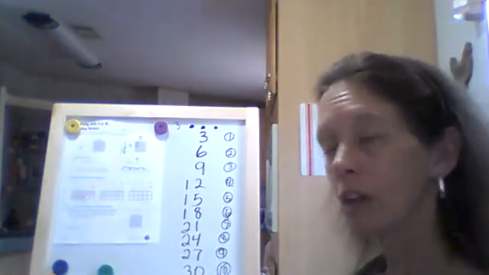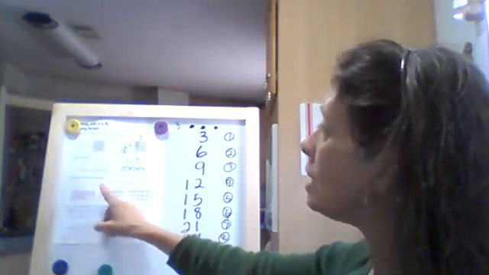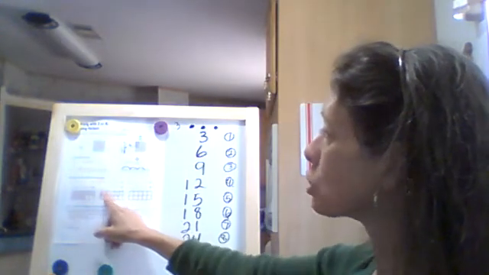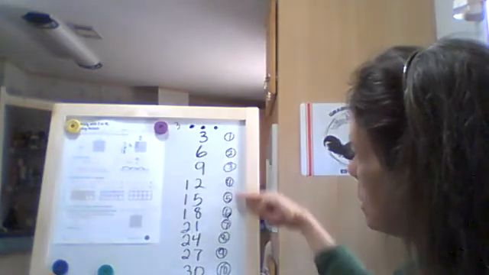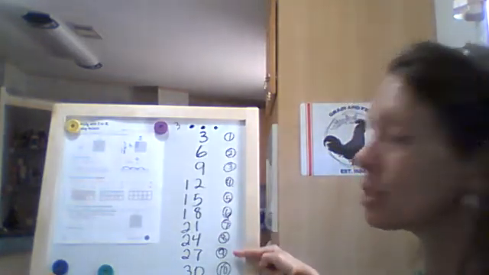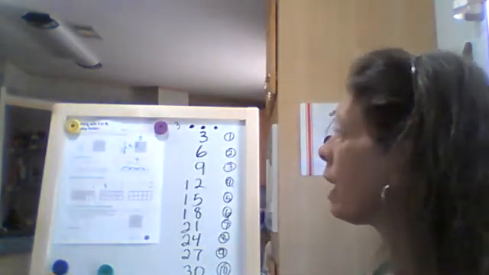Let's check ourselves. If we did this right, then we will know that 3 times 9 is 27. So let's look. 3 times 9, there it is, 27. And we got it right. We pictured it correctly. So we know that 9 times 3 is 27. Okay.